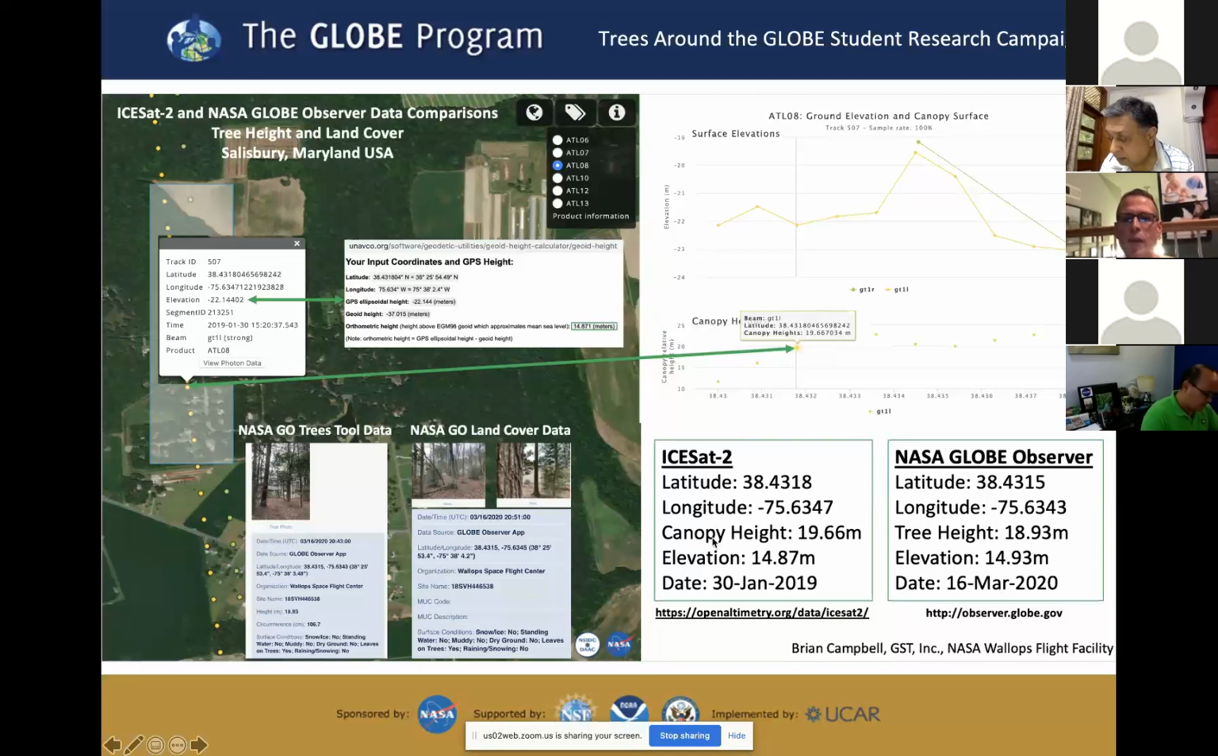The canopy height, which is the tree height: ICESat-2 said it was 19.66 meters. GLOBE Observer said it was 18.93 meters. That's very close. The elevation, 14.87 and 14.93. That was the elevation above sea level where I am, okay? And then the latitude and longitude matched up perfectly.